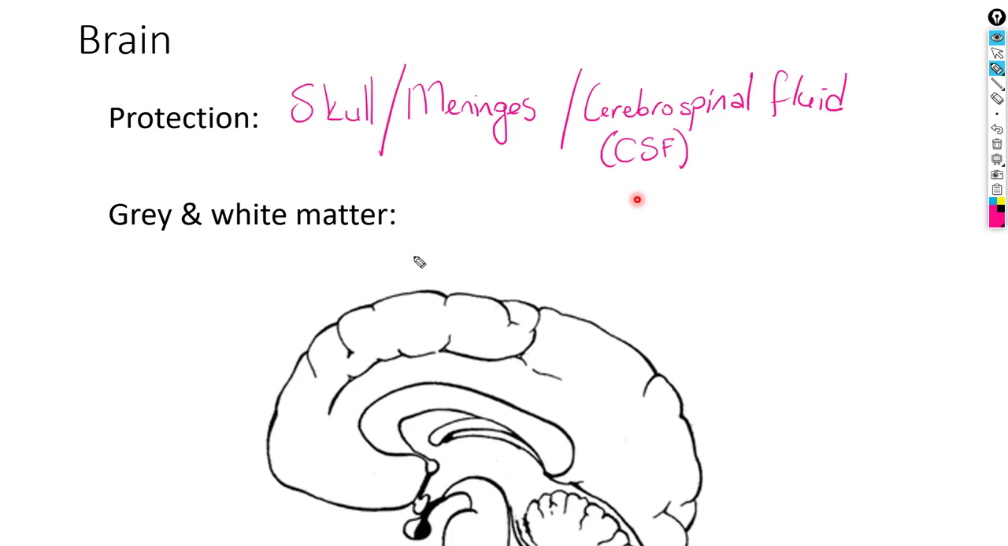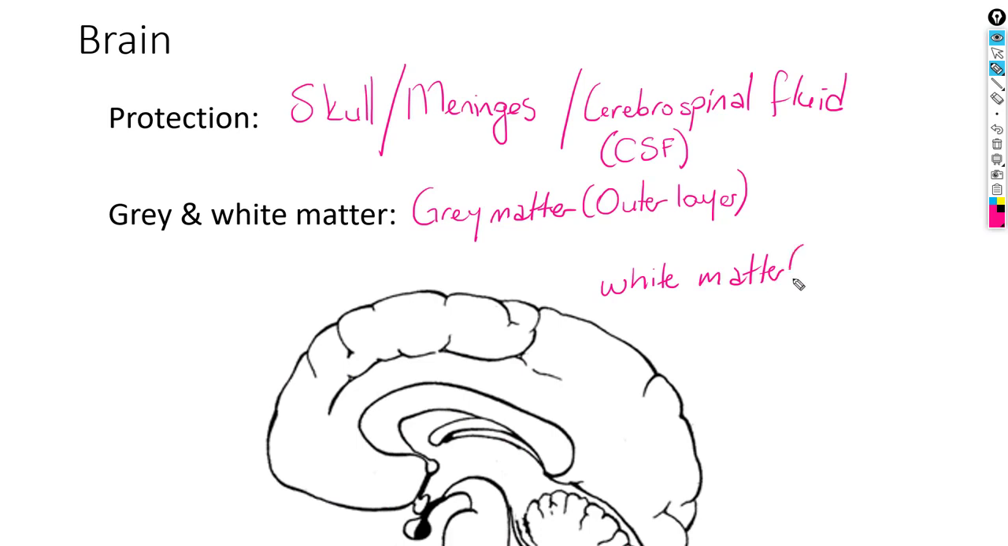Now, the outer layer of the cerebrum is gray in color, and it is called the cortex. This gray color is because of the cell bodies and the dendrites of nerve cells. The inside of the cerebrum has white matter, which consists of axons of nerve cells.